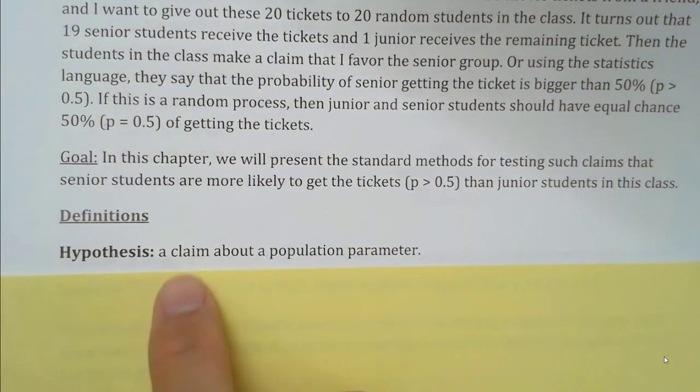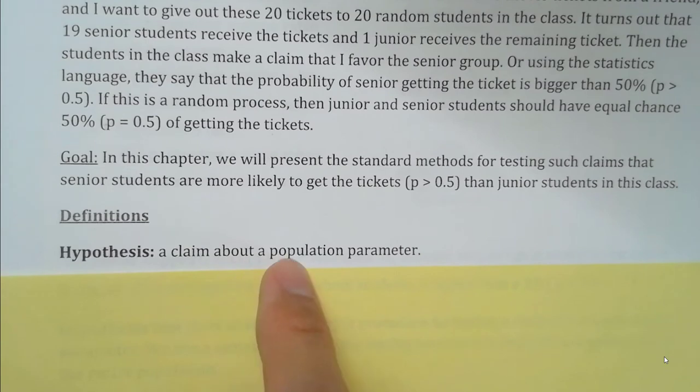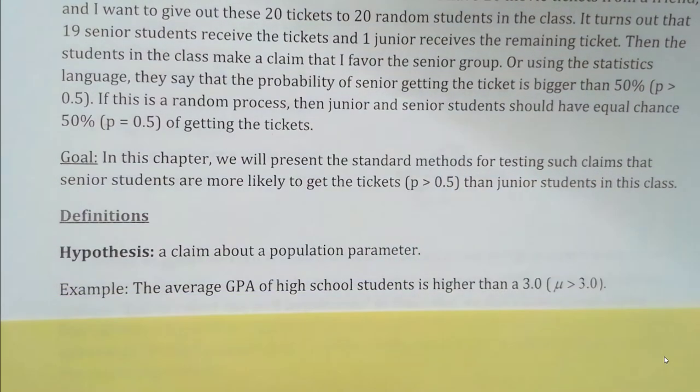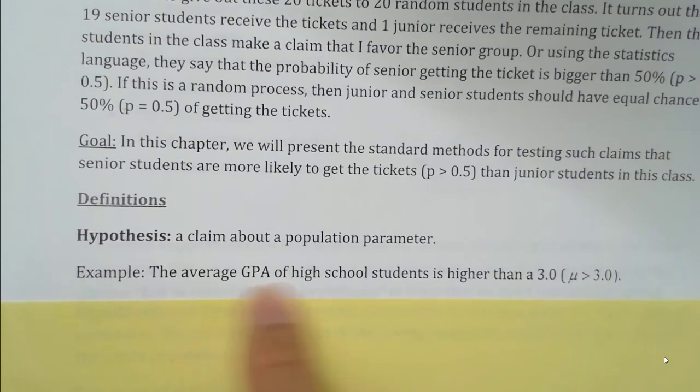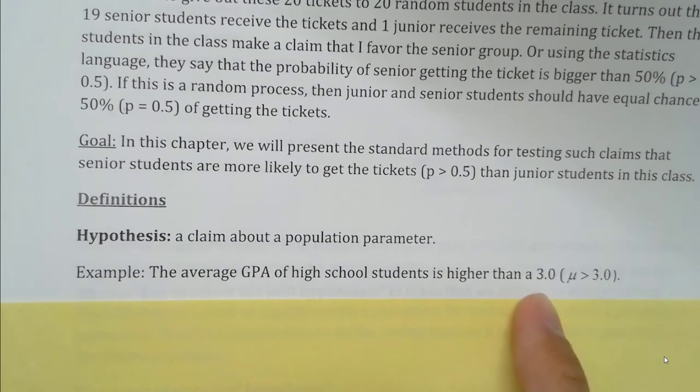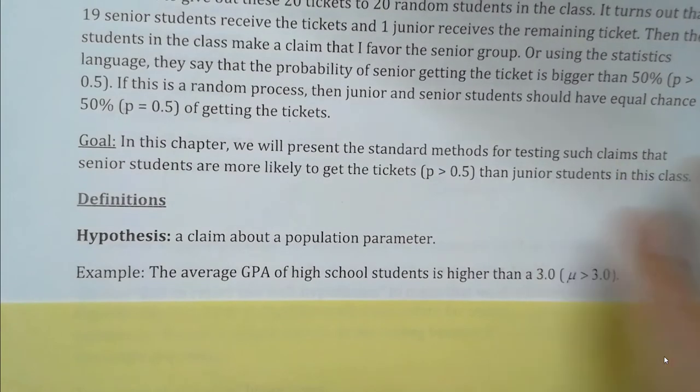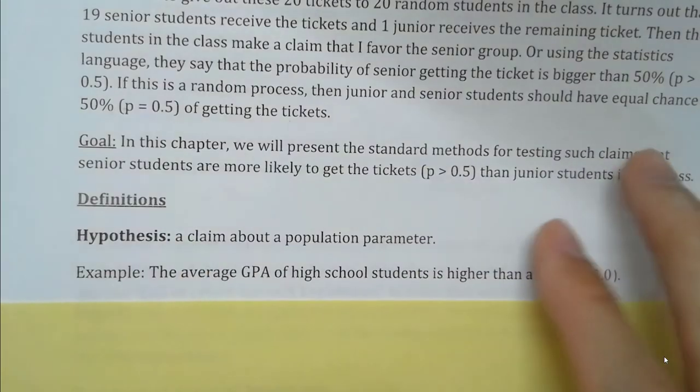Hypothesis. Hypothesis is a claim about a population parameter. It could be a proportion, it could be a mean, or it could be a standard deviation of the population. So for example, I may have a hypothesis that the average GPA of the high school students is higher than 3.0. Or I claim that the population mean is bigger than 3.0. So this is one of the examples of the hypothesis.